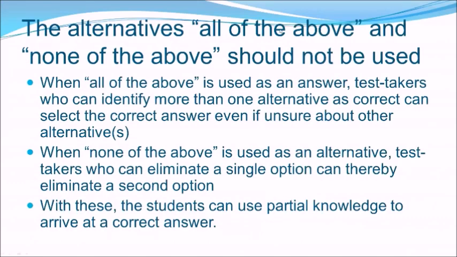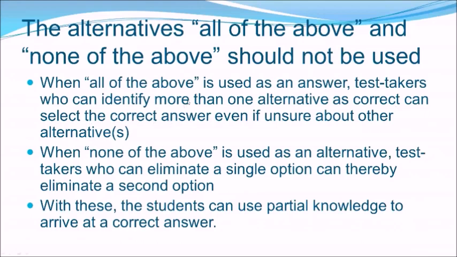The most important thing I would like to say, which we are most often tempted to use, is "all of the above" or "none of the above." What is the problem in giving "all of the above"? When "all of the above" is used as an answer, test takers who can identify more than one alternative as correct can easily select the correct answer.